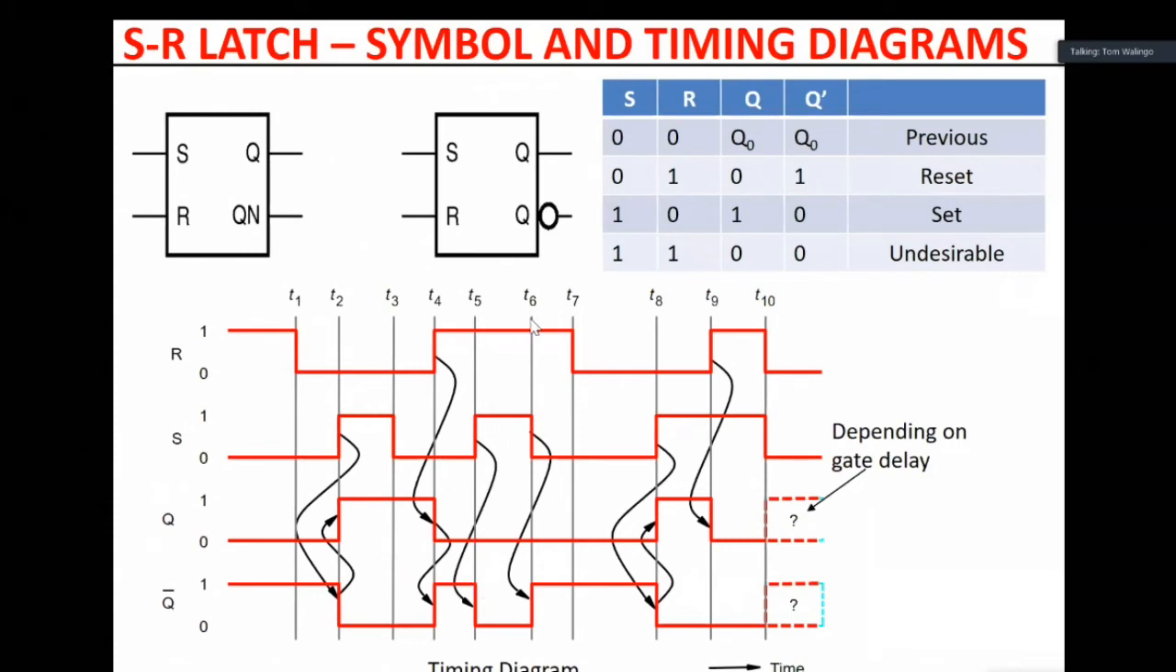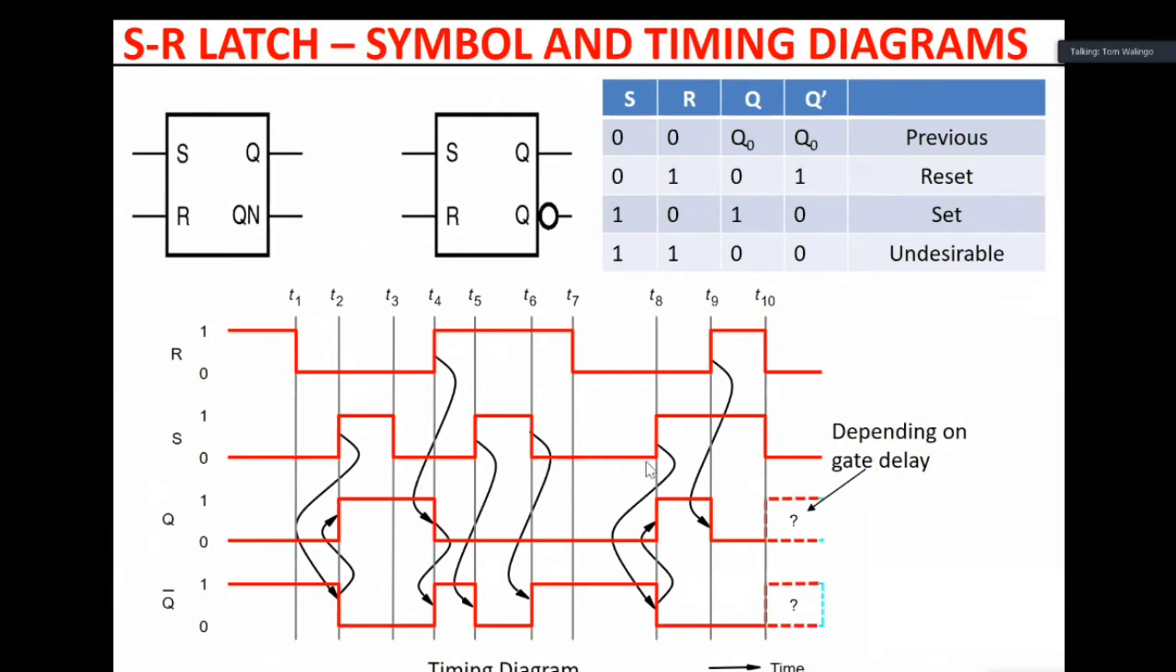T5 to T6, set is active, reset is active. They are 1, 1. Are you getting that? That they will show 0, 0, but we don't want that. It's an undesirable state, so both will be 0, 0. T6 to T7, reset is active, set is inactive. So it will be what? Reset. We look at the Q, the complement will be 1. From now on, I will only be dealing with the Q.